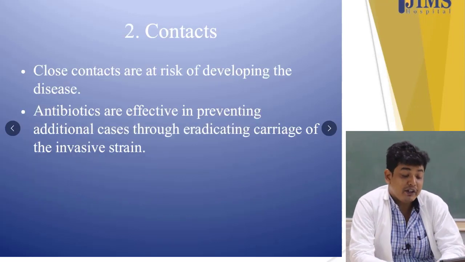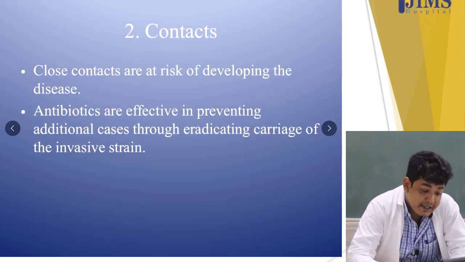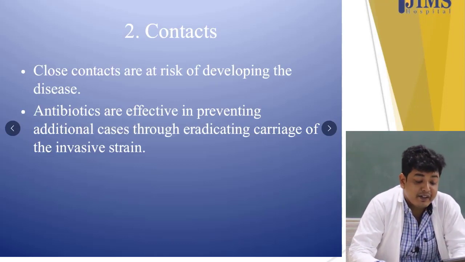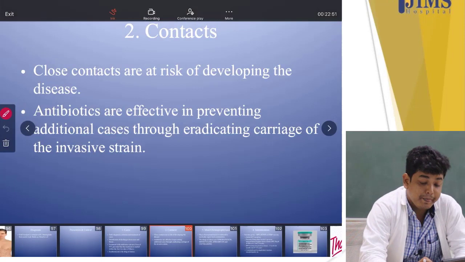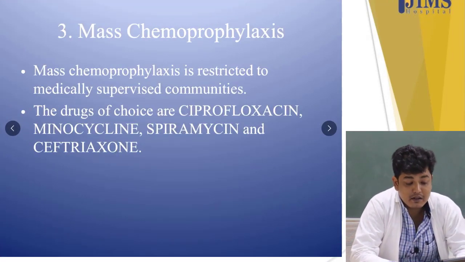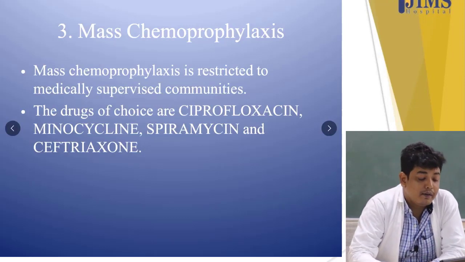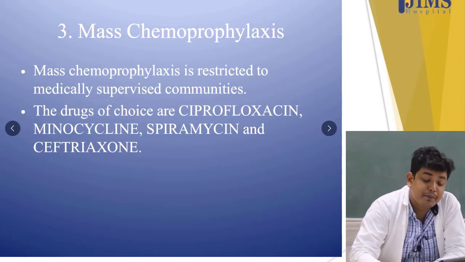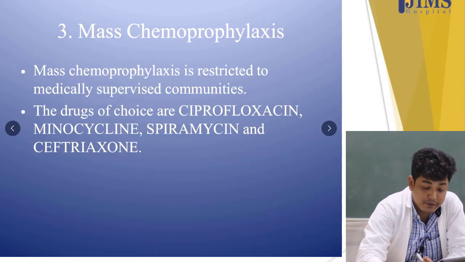But in case of contacts, these close contacts are also at risk of developing the disease, and antibiotics are effective in preventing the additional cases through eradicating carriage of the invasive strain. Now, mass chemoprophylaxis has to be done in cases where we fear that it might have spread to the community. So, drug of choice in these cases will be ciprofloxacin, minocycline, spiramycin, and ceftriaxone.